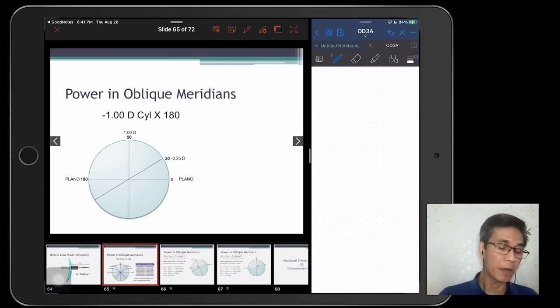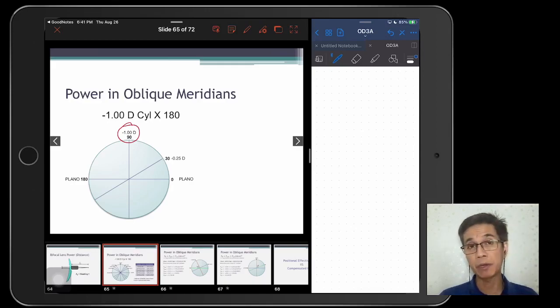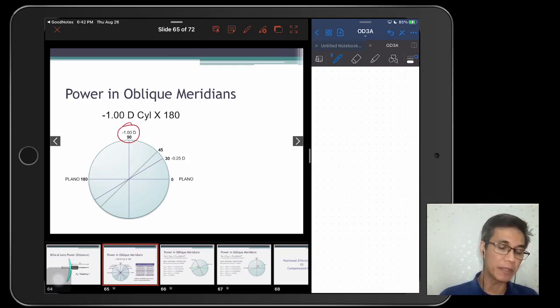Now, it just so happened kasi na dito sa ating principal meridian o yung power meridian natin dito in this case is -1. Ang 1/4 ng -1 is 0.25. Okay? Now, paano naman? Napunta naman tayo dito, 45 degrees from the axis. Ganyan naman yung sinasabi ngayon sa atin.